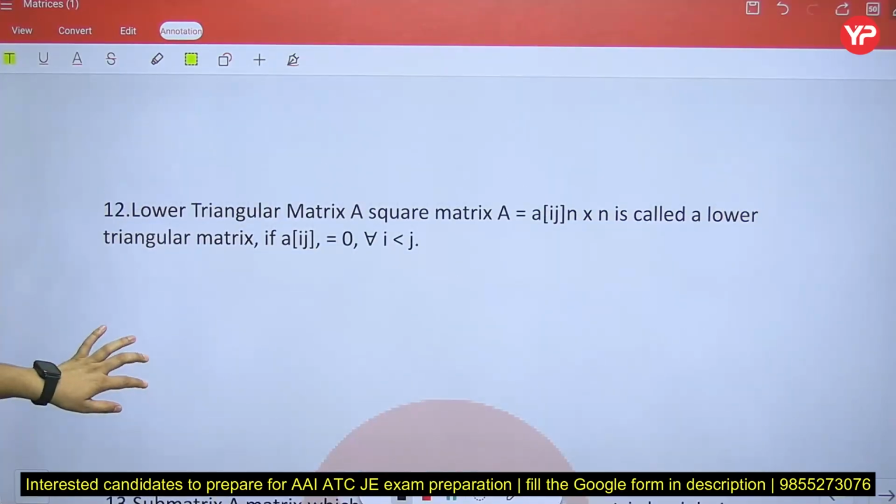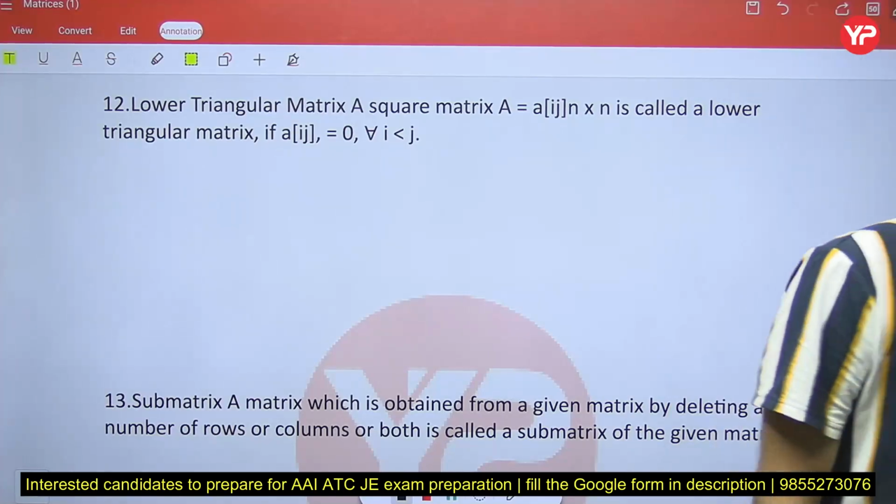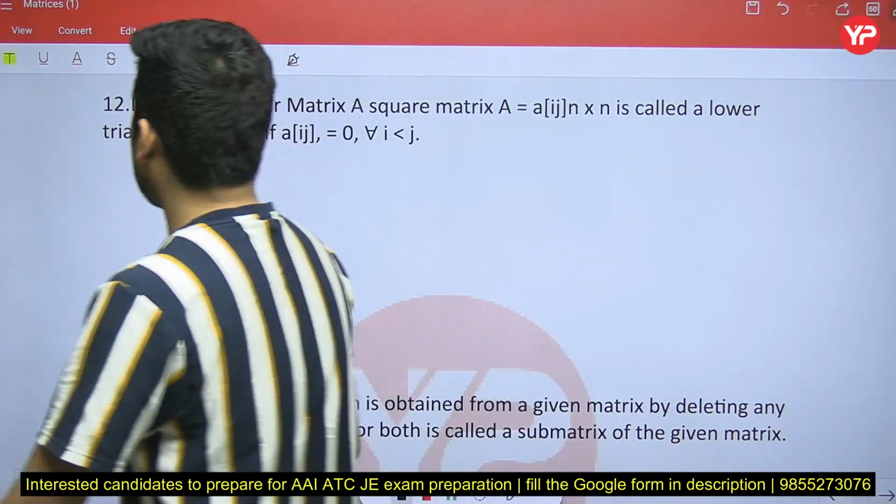Why are we defining that? Because loads of properties of your matrix determinant depend on these things. You can directly find that one.